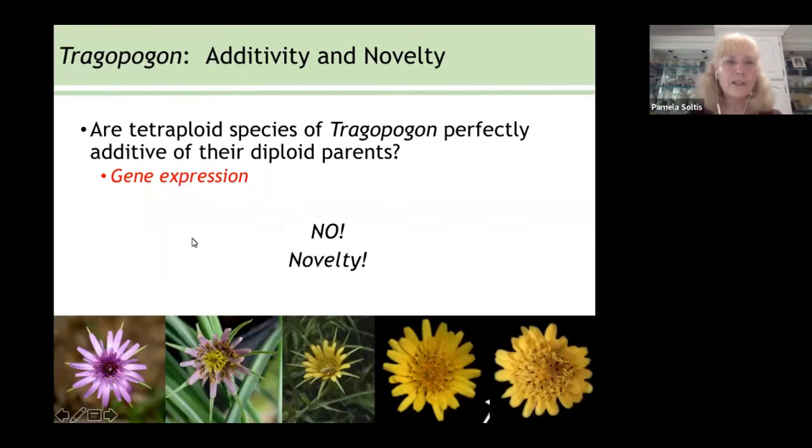So when we return to this question of whether the tetraploid species of Tragopogon are perfectly additive of their parents with respect to gene expression, the answer is convincingly no, and we see a lot of novelty in gene expression patterns.